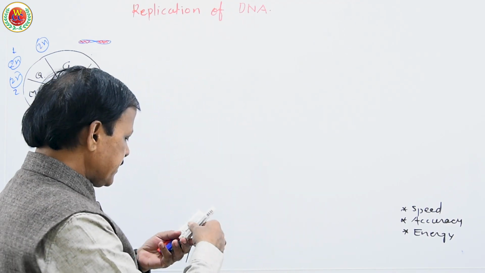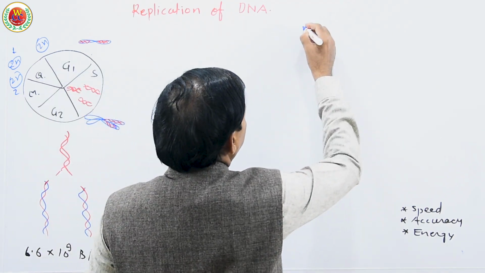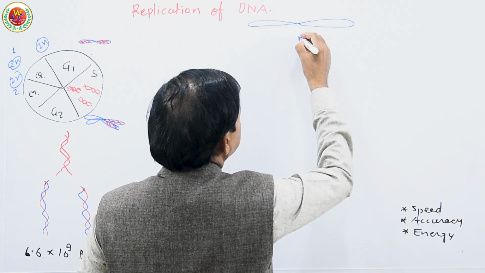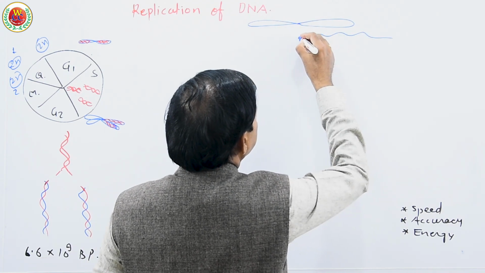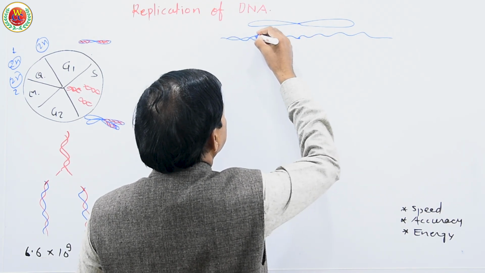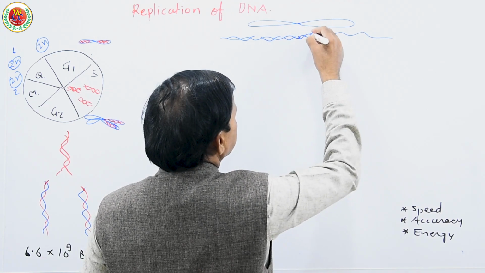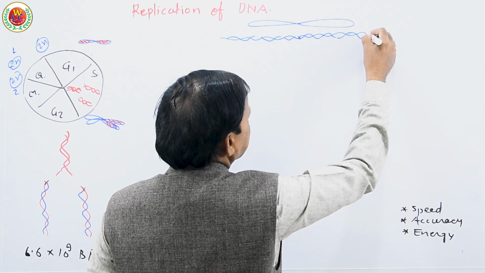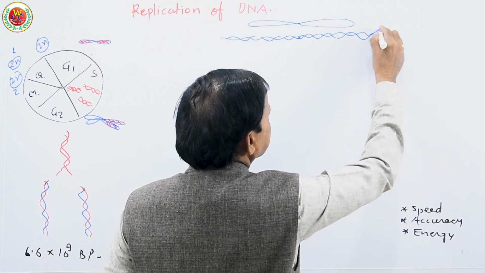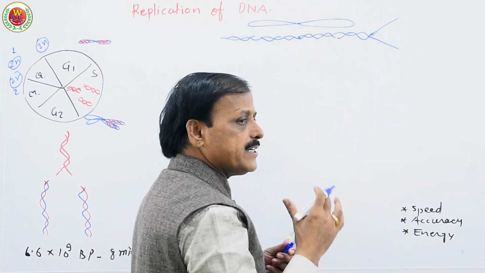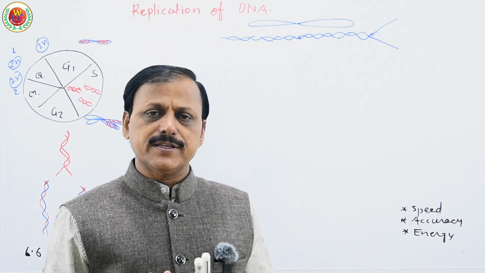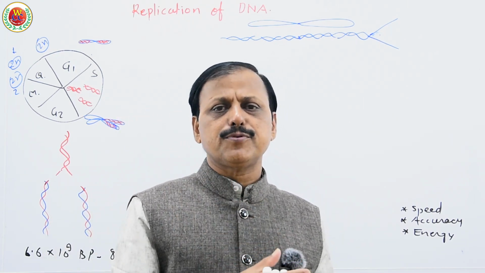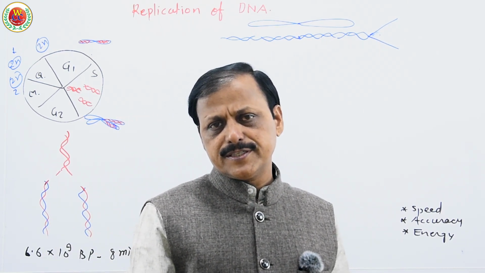Suppose, to understand, I draw here this chromosome, and suppose it has this long DNA. To bifurcate that DNA to generate the new strand is not possible for the entire length at a glance. Therefore, by forming a replication fork, replication of DNA begins.